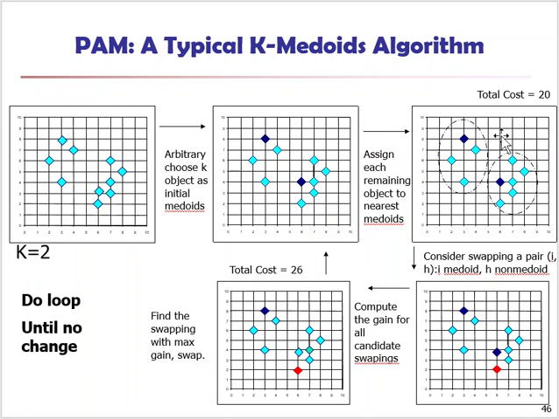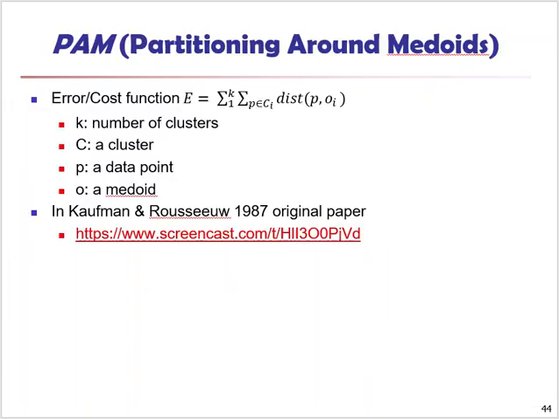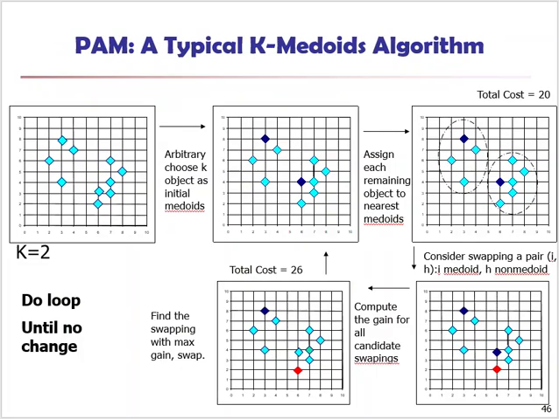Initially, before swapping, we compute the cost. The cost is 20. The cost is computed using our error function here. What we did is compute the sum of the distances from the data points to the medoids for each of the clusters. In this case, we use Manhattan distance, so it's easy for you to see. From this point to this point, we have a distance of 2. This point to this point, we have a distance of 3. By adding, you compute the total distance in this cluster, and add that to the total distance within this cluster. That gives us a total cost of 20.